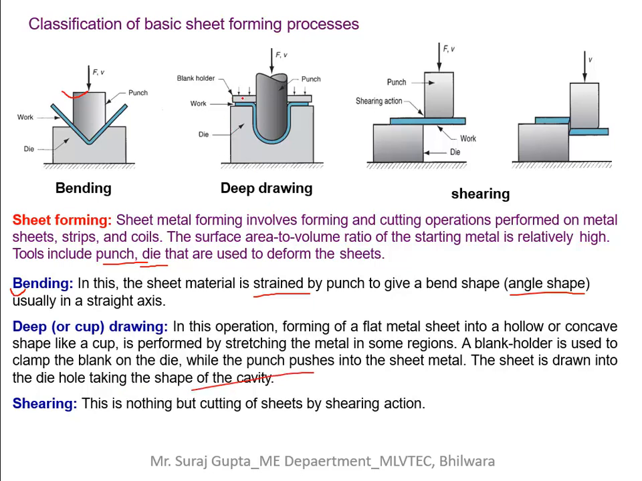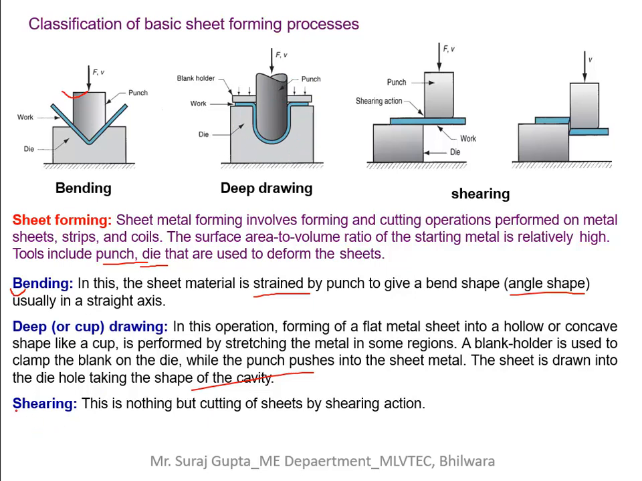So we can see this is the blank holder. What is a blank? Blank means workpiece. This blank holder is used to hold the workpiece here and here, and the force is applied from the vertical direction to get the shape of the die. The shape of the die here is a cup. So this sheet metal will be converted into a cup. This is also known as deep drawing or cup drawing.